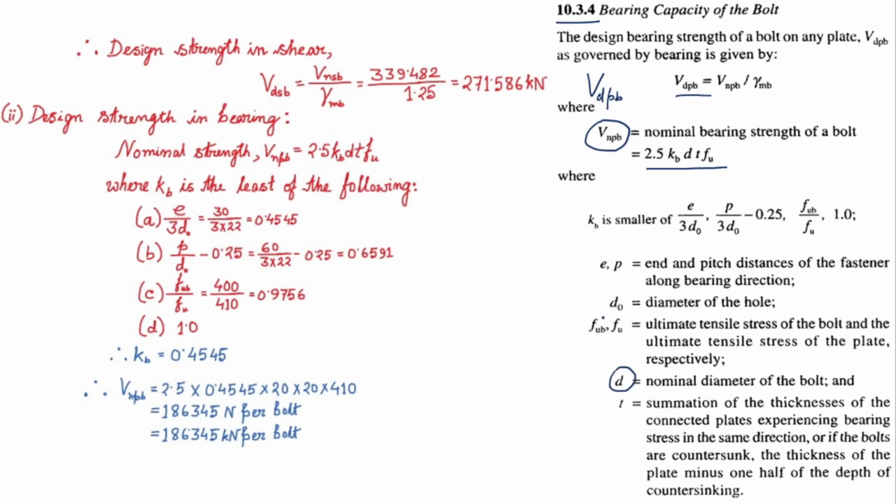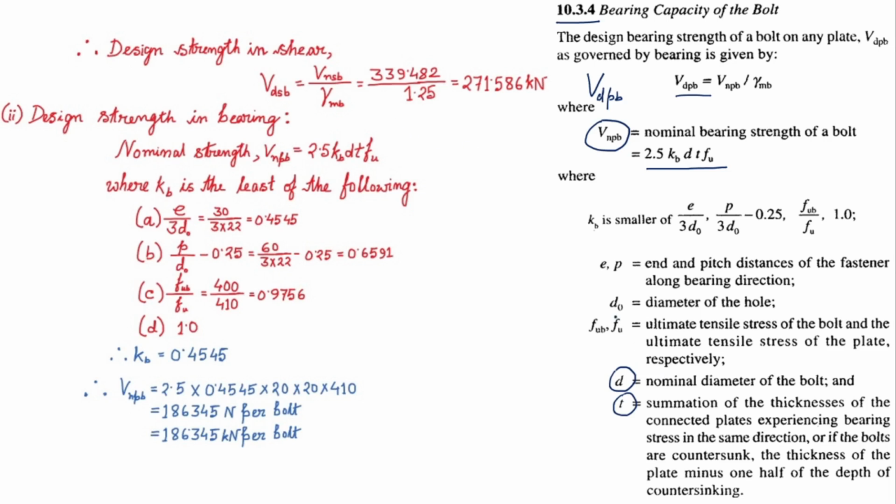Then small t, what is small t? It is the thickness of the plate. Okay. So summation of thickness of the connected plates experiencing bearing stress in the same direction, or if the bolts are countersunk, the thickness of the plate minus 1/2 of the depth of the countersink. So they have written it in a little complicated way, but simply you must understand that small t is the thickness of the plate.